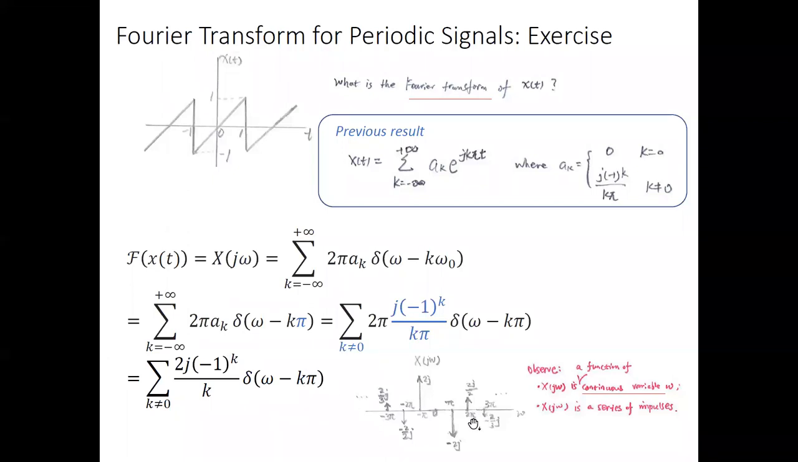But it happens that it takes zero value everywhere else. Say it takes zero value strictly between zero and pi, strictly between pi and two pi. It's only non-zero at those impulses at integer multiples of pi.